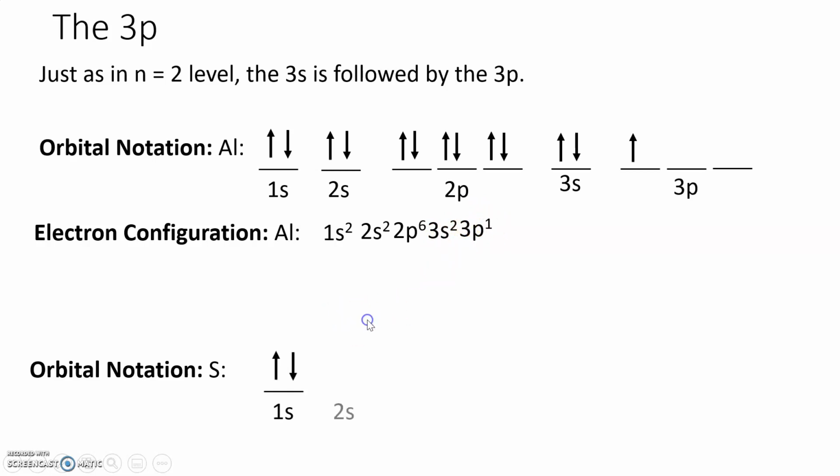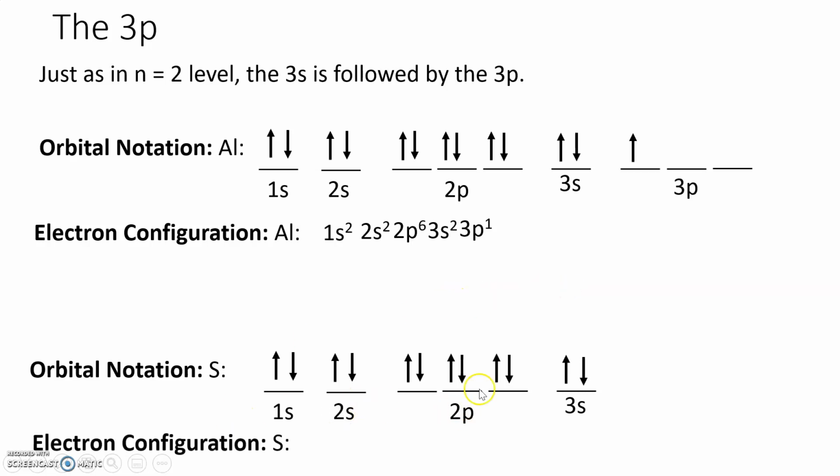Sulfur, another element that has its outer electrons in the third energy level. It filled up the 1s and the 2s, moved to the 2p, then the 3s. And after the 3s comes the 3p. Again, we went up arrow, up arrow, up arrow, came back with our down arrow, and this one ends in 3p4. 4 electrons in the 3p.